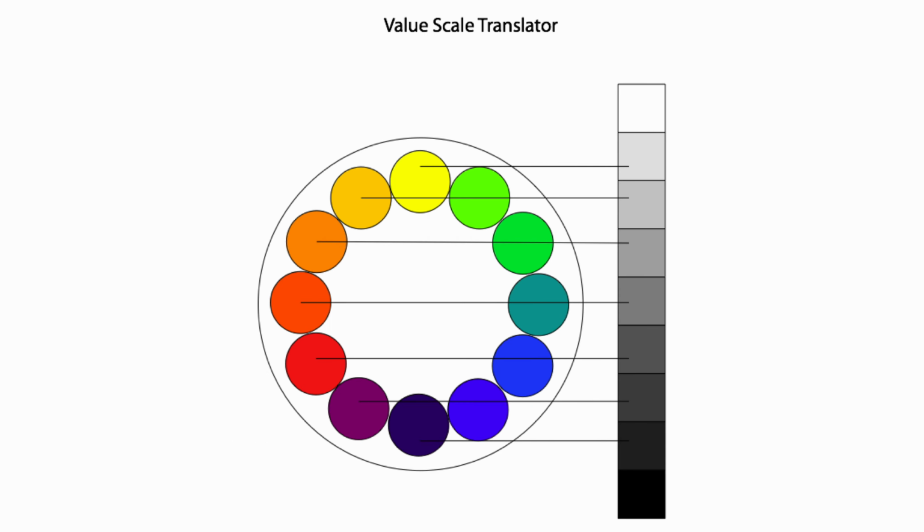Now later in this course, we'll be talking about how colors have different inherent values. You can see from this translator that the reds and the greens are on different sides of the color wheel, but both fall in the middle of the grayscale or value scale.